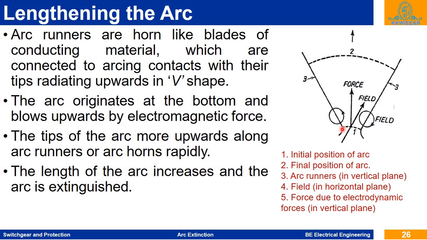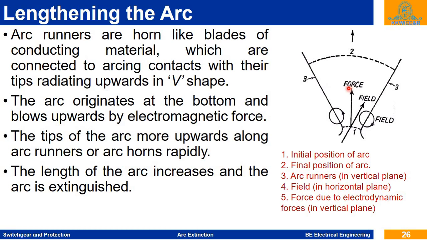Okay, so these three are the arcing horns. They are in the V shape, so at the bottom there is a small gap, and on the upward side they are open with more distance between them. The arc originates at the bottom and blows upward by the electromagnetic force. So this arc takes place at the bottom of the V shape where the distance is very small, and with the help of Fleming's left hand rule, this is the direction of field and this is the direction of current. This thumb indicates the direction of force in the upward direction.